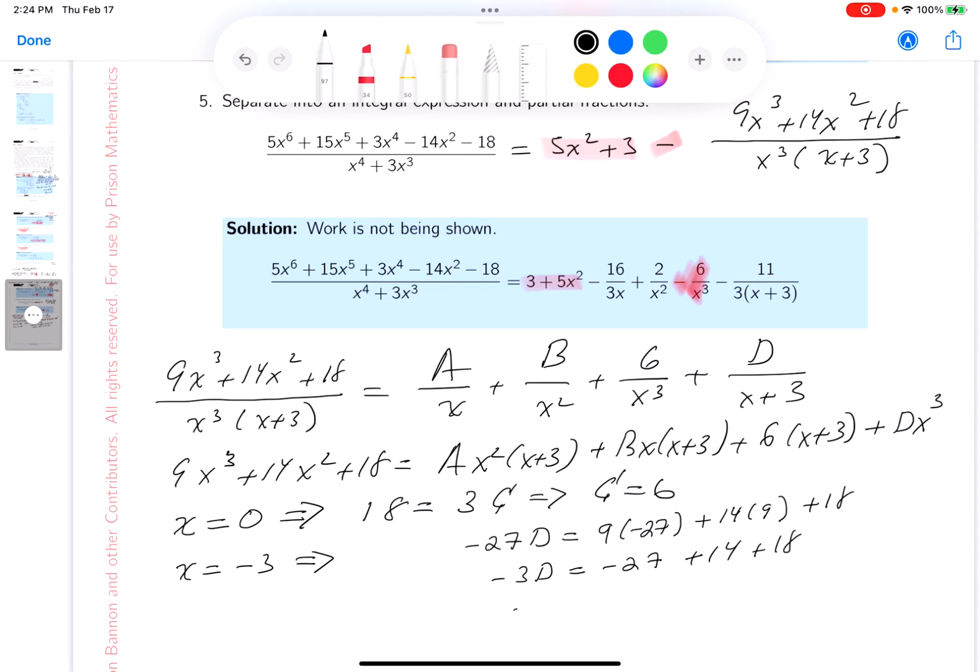Wow, I've got to do more work, don't I? Minus 3D. Let's see, minus 27. 14 and 18 is going to be 32. And what do you get there? Let's see what you get over there. You get 5, right? I think I made a mistake somewhere. I've got to look at it. I chose minus 3, right? And 9, 14, 18. I see it. Let's go back.